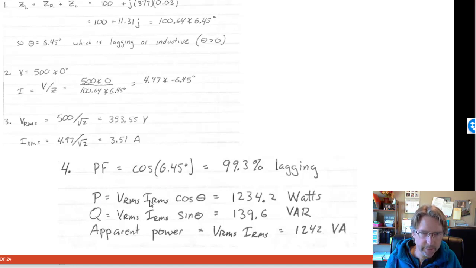P is VRMS times IRMS times cosine theta, which is 1234.2 watts, so a little over a kilowatt. Q, the reactive power, is the one that averages to 0, but sometimes you have to pay for. It's VRMS times IRMS times sine theta. Because theta is so small, this is small too, so 139.6. And the units here are VAR for reactive, not watts. The apparent power is VRMS times IRMS with no theta term in there. So 1242, and its units are VA.